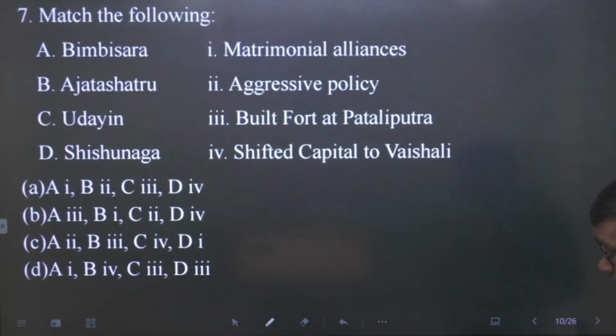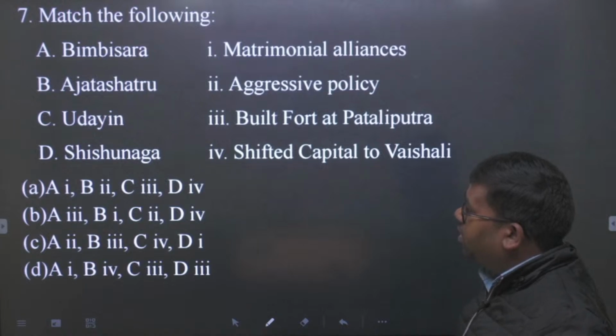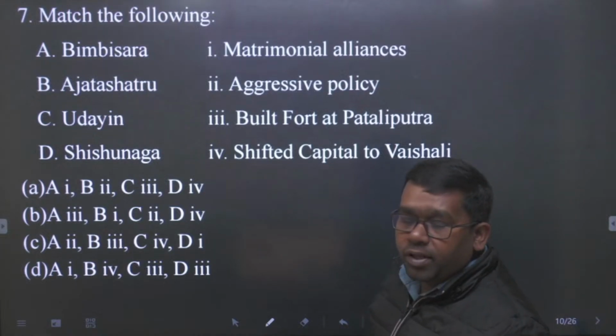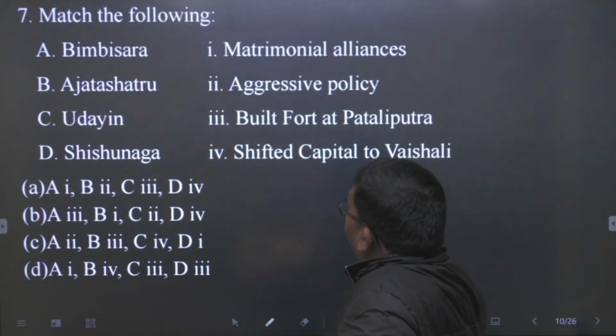In this question, we have to match, है ना? बिंबिसार, अजातशत्रु, उदयिन, शिशुनाग. These are the 4 rulers of Magadh Empire. है ना? Initially 4 rulers of Magadh Empire before Ashoka, and these are the main policies.